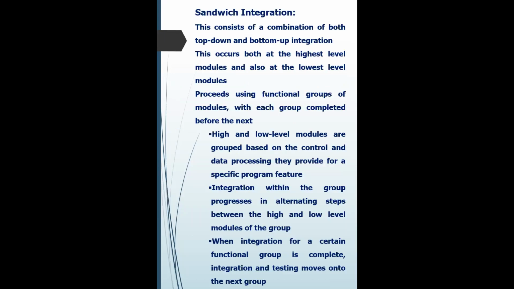Next, the third type of integration testing is sandwich integration testing. It is one of the incremental integration testing approaches. This integration testing consists of a combination of both top-down and bottom-up integration tests. These occur both at the highest level modules and also at the lowest level modules. It proceeds using functional groups of modules, with each group completed before the next. High and low level modules are grouped based on the control and the data processing they provide for a specific program feature.